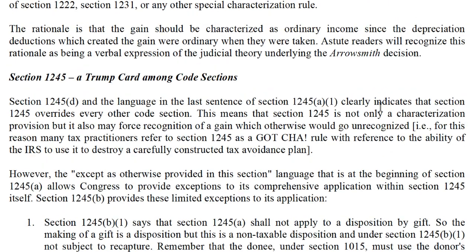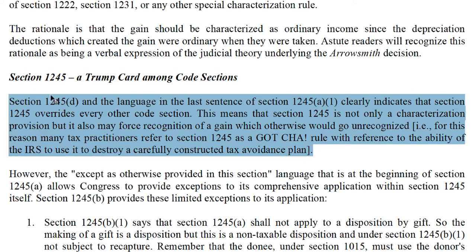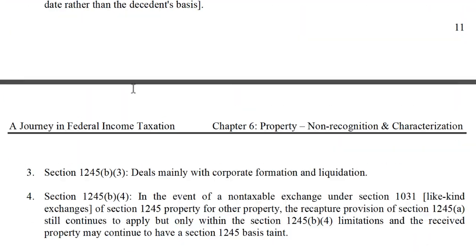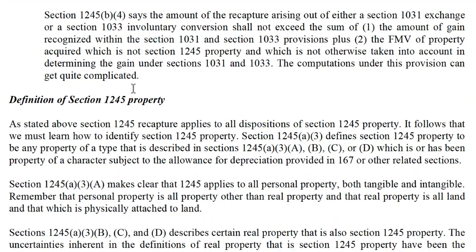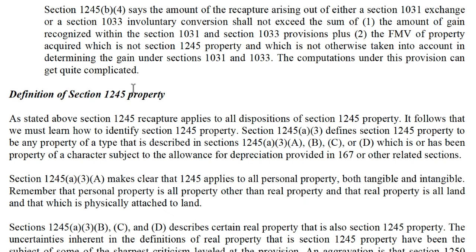Now, this trumps all other code sections unless otherwise provided. You're going to see that when we do some non-recognition provisions later, that the non-recognition provisions will trump. But 1245 is what we call strong arm language. It's a gotcha rule. It basically takes over everything. Okay, so that's really how recapture works. But whatever is not considered ordinary under the recapture is considered the capital or the 1231, whatever it was originally characterized as. All right, just so you know.